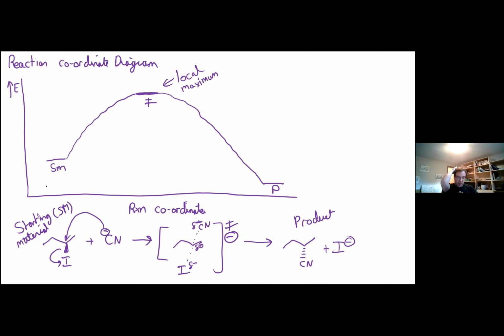Looks like a great tobogganing hill. And you're breaking the carbon-iodine bond. The iodine is now falling apart. The cyanide bond is strengthening, and every little distance that the cyanide is getting closer, the iodine is getting further away, and you're making the stronger bond. And then what we have overall is the product is lower in energy than the starting material.